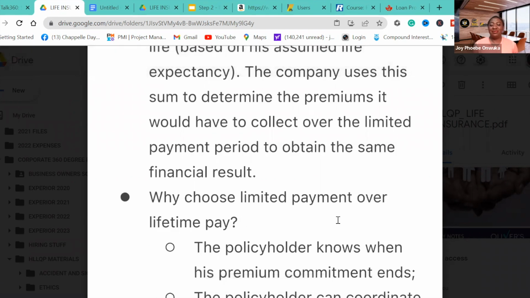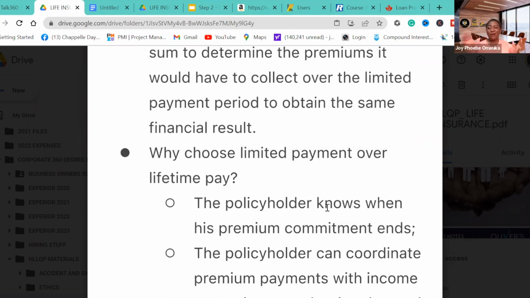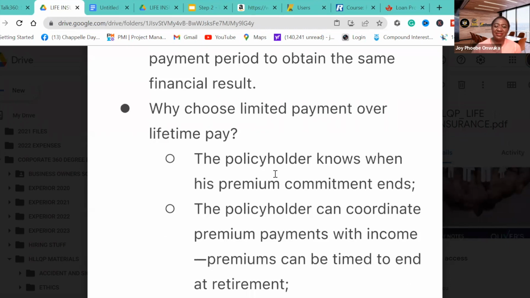Why choose limited payment over a lifetime pay? Okay, so the limited pay is, for example, someone is 35 years old now, and retirement age in Canada is 65. So this person can choose to pay up the life insurance in 30 years so that by the time the person is out of the active workforce, they don't have to keep paying life insurance premium again, but they will have coverage for life. And because they are compressing the payment of their policy to 30 years, the premium tends to be higher. If they're going to be paying for 40 years or 50 years, the premium will be lower. Okay? All right, moving on.